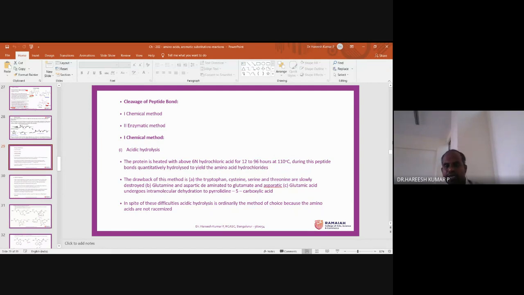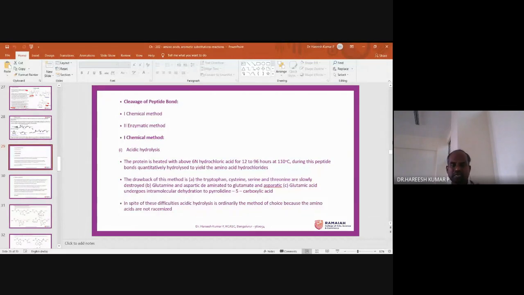Glutamine and aspartic acid undergo deamination, giving rise to glutamate and aspartic acid. Glutamic acid undergoes intramolecular dehydration to give pyrrolidine 5-carboxylic acid. So these are the drawbacks of this acidic hydrolysis. So what is the advantage then?